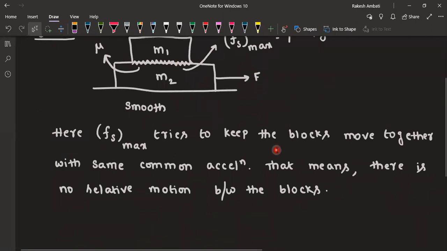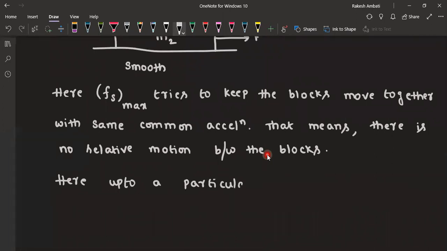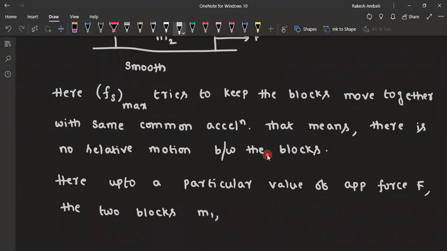Okay, so all these points we have to find out. Write down the next point here: up to a particular value of applied force F, the two blocks M1, M2 are moving together with the same acceleration.